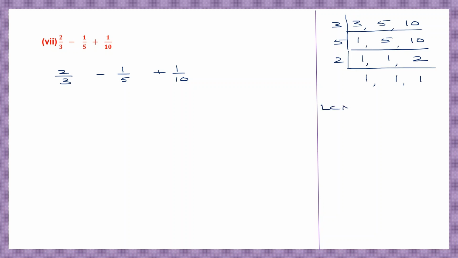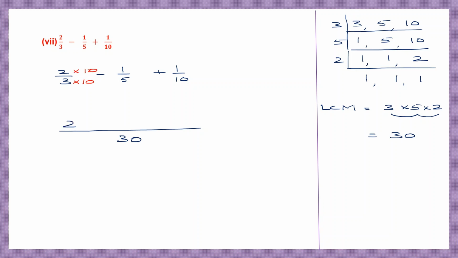So what is our LCM here? 3 into 5 into 2. So 3 5s are 15, 15 2s are 30. So the LCM is 30. We're going to use that. So 30 is the common denominator. Let's go to the first fraction. Denominator is 3. 3 into 10 is 30. So we multiply 2 by 10. 2 into 10 is 20.